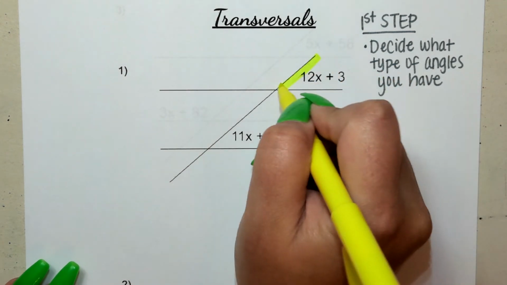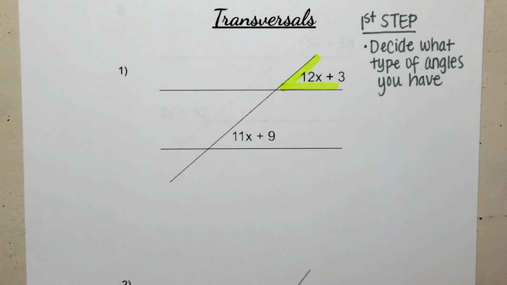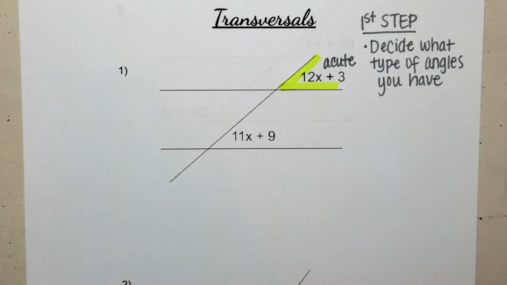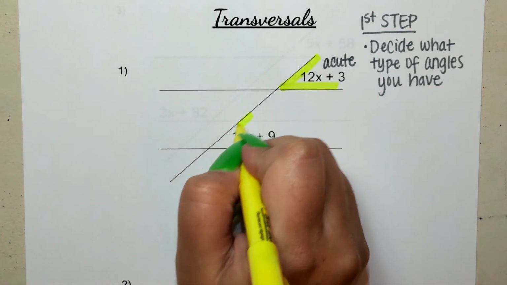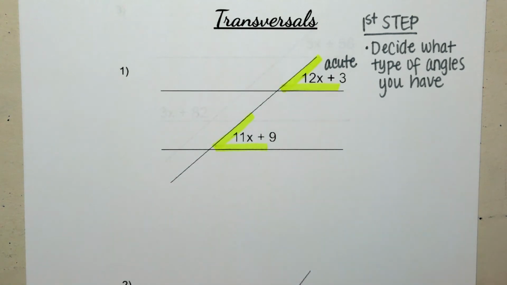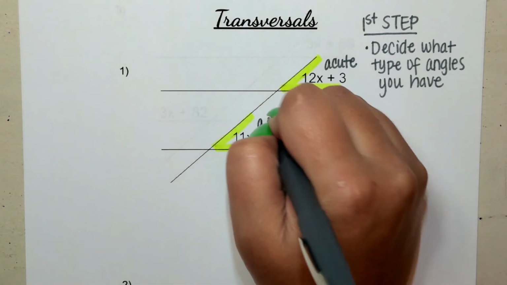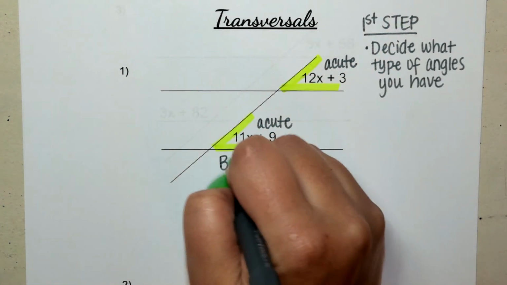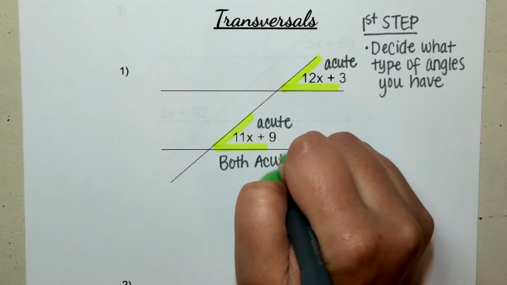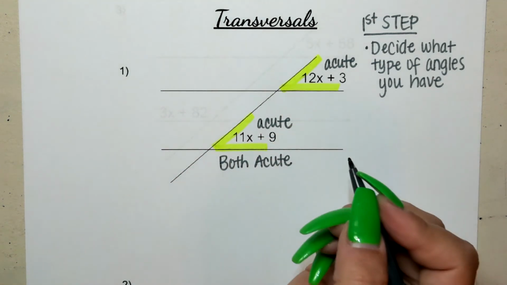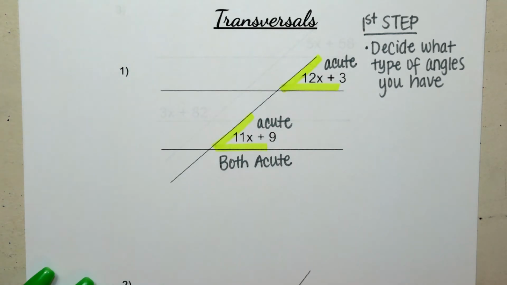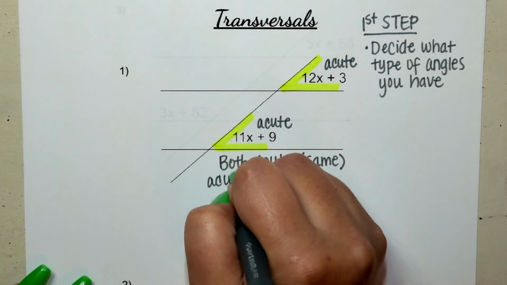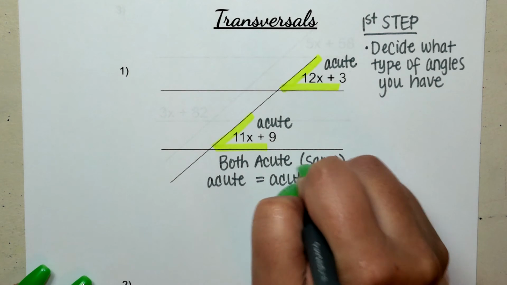So this first angle here, 12x plus 3, that one is acute, because it is less than 90 degrees. The other angle that we have is 11x plus 9, and that one is also acute. So since they are both the same angles, so they're both acute, anytime they are the same, they're going to equal each other. So they are the same, and it's going to be acute equals acute.